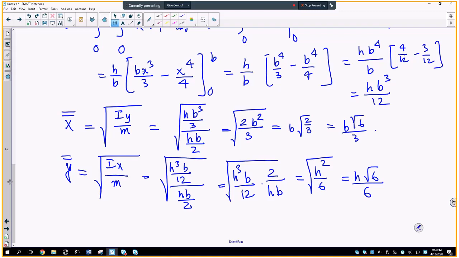I'm so sorry, I keep making mistakes. So this is going to be h squared over 6. Remember when I was writing Iy, I wrote 3 for some reason. That should have been a 12 on the bottom. I'm so sorry for this confusion. So that should have been hb cubed over 12. And this turns out to be, after simplification, b squared over 6. So that should be the square root of 1 over 6. And then I can simplify it as b square root of 6 over 6. And that would answer your question for finding x double bar and y double bar.